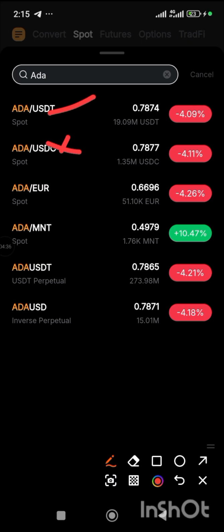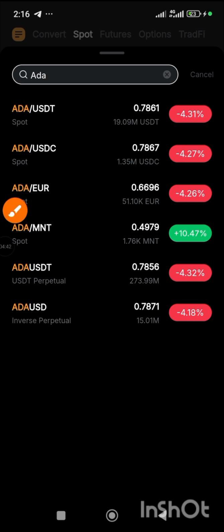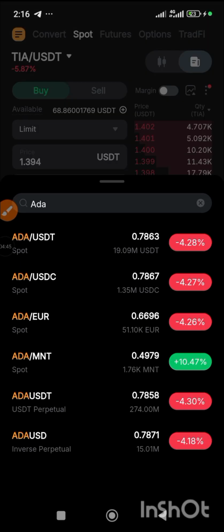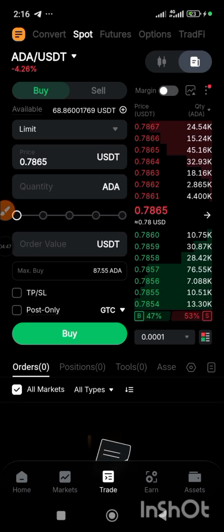Okay, because I'm trading with USDT, I'm going to look for the one that is paid with USDT. Look at it here, ADA USDT, and that is the first one. I will select it. Once I select it, I'm going to change this limit here to market.